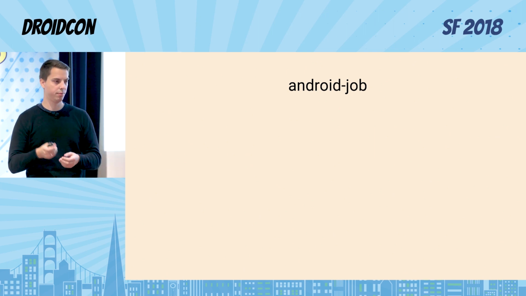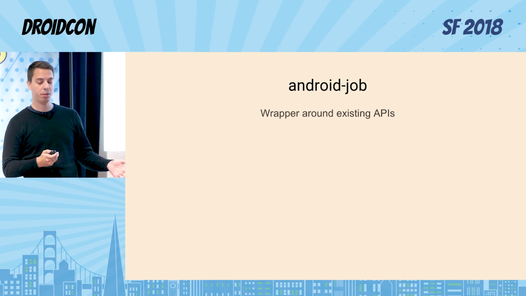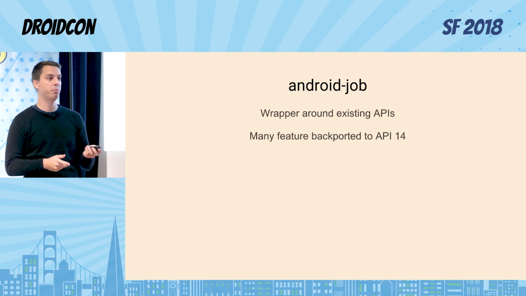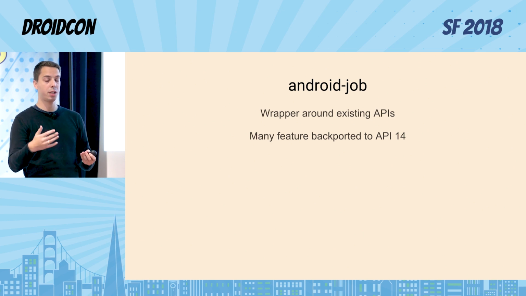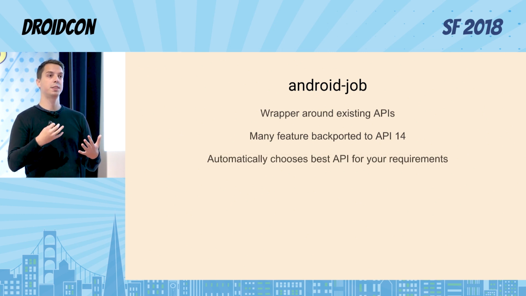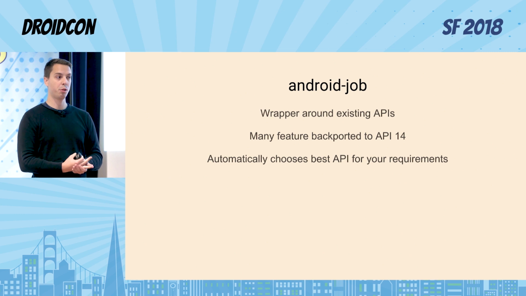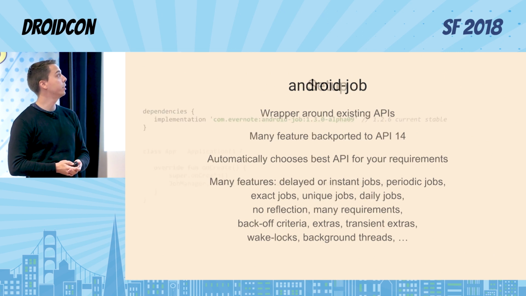So let's have a quick look at Android Job, how it works, and what it tries to do. Like I said, it's a wrapper around the existing APIs, and I backported many of the features that newer versions have, like Job Scheduler was released in Lollipop, but later it got more features and more capabilities, and I've backported them to older releases. And internally, it automatically chooses the best API for you, depending on your requirements, depending on your device and its state. And then of course, on top of that, there are many, many more features.